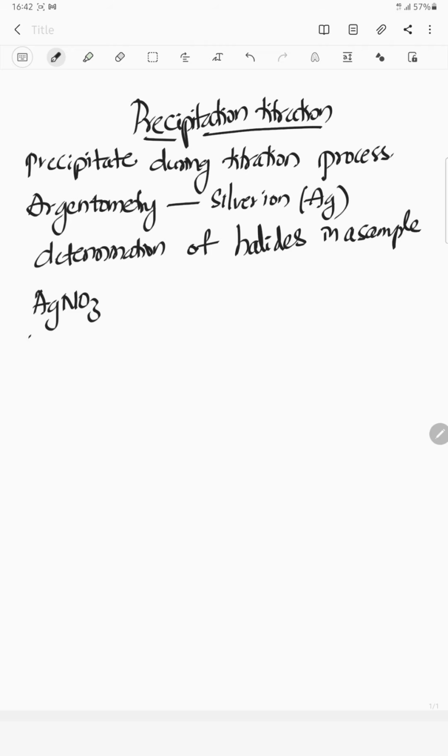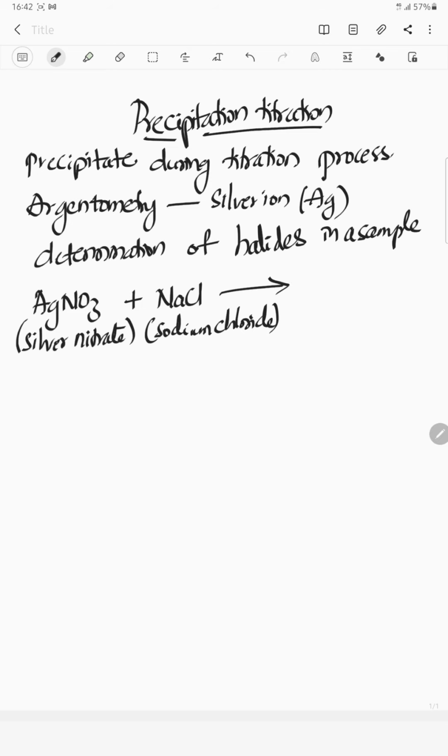The principle involved in this titration is silver nitrate will react with halide. Here the example is sodium chloride, and it results in the formation of silver chloride, which is the precipitate, and sodium nitrate. This will be white in color. This is the principle behind precipitation titration.